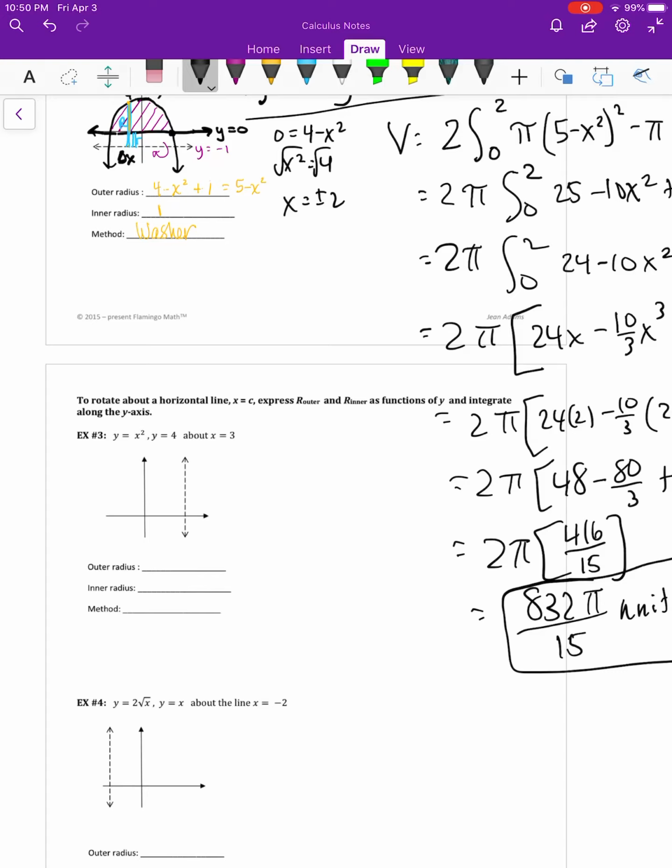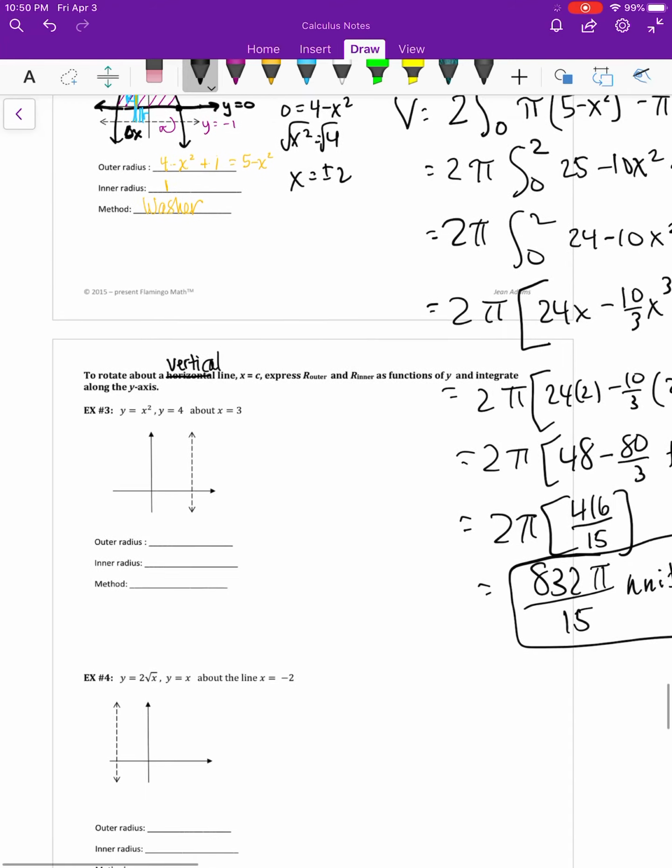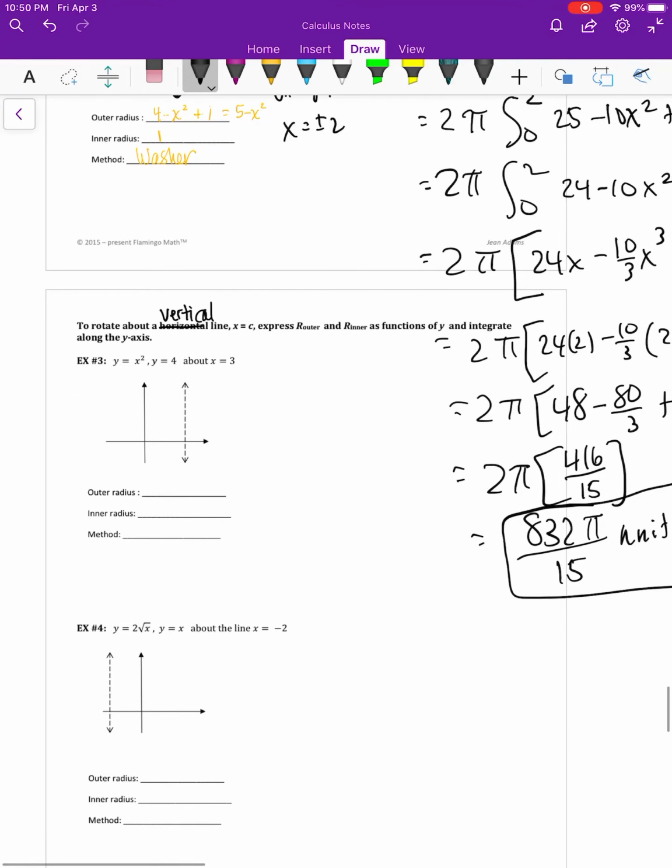Okay, now to rotate about a horizontal line, that's supposed to say vertical. To rotate about a vertical line, x equals c, express the radius of the outer and the radius of the inner as functions of y and integrate along the y-axis.